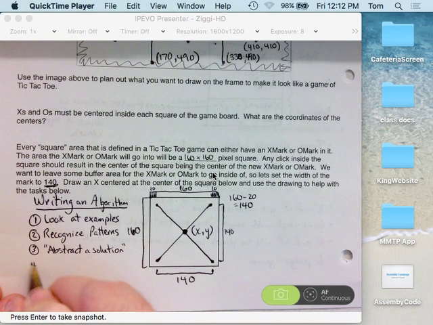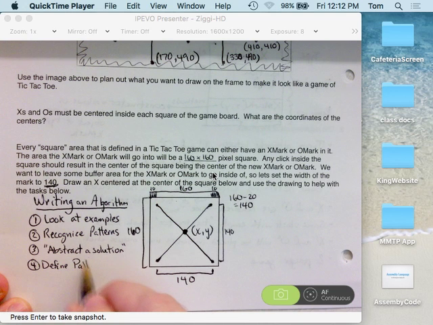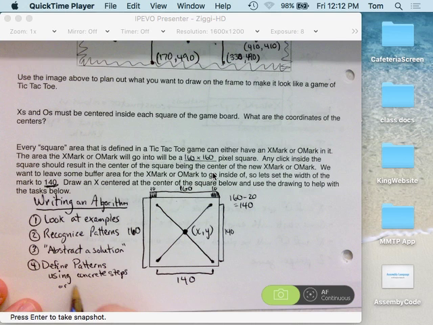And so the fourth step is that we're going to define those patterns using either an algorithm or like a math expression. Okay? So we're going to define a pattern using either concrete steps or a math expression. Okay?